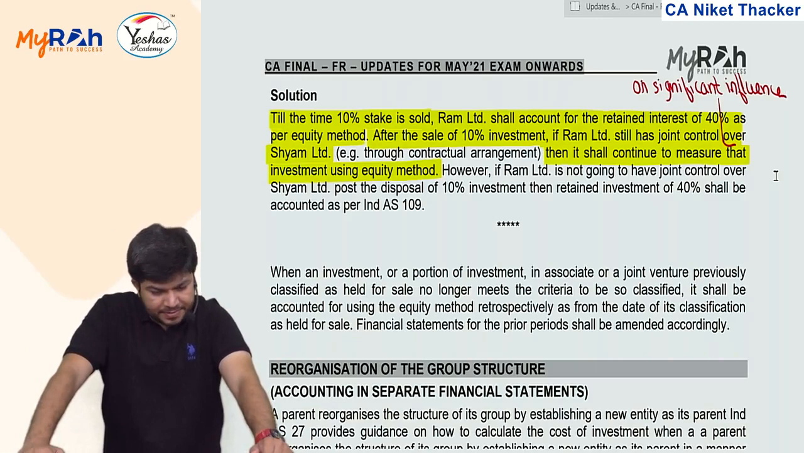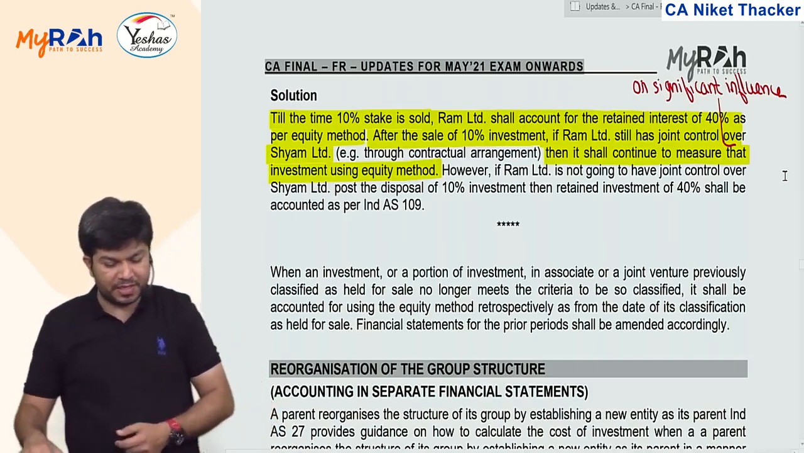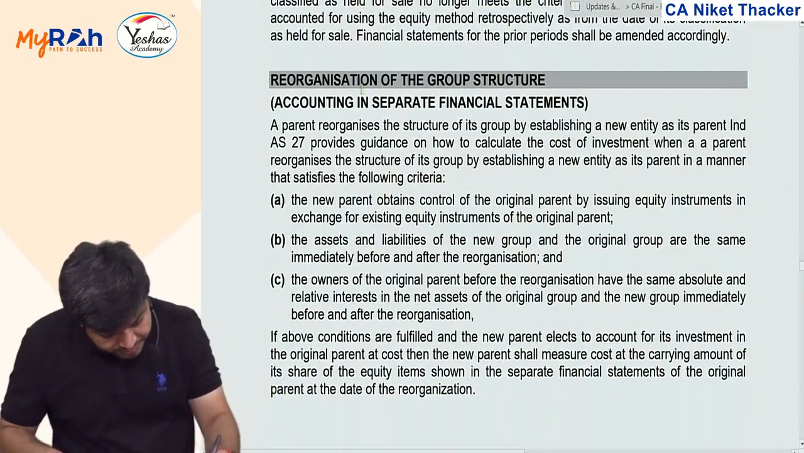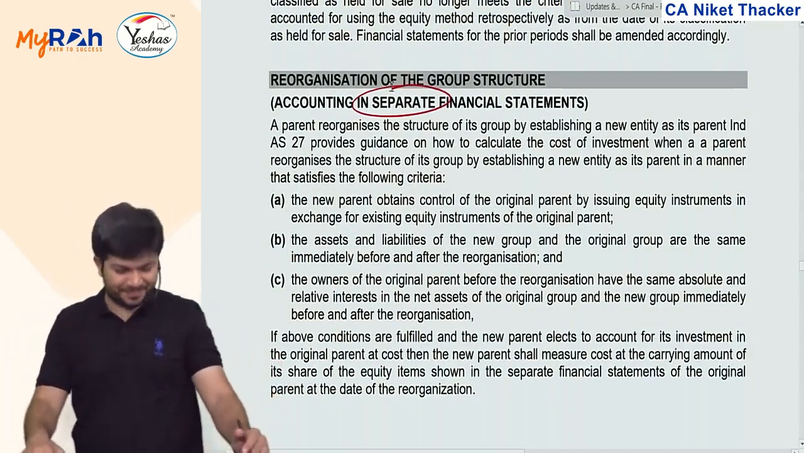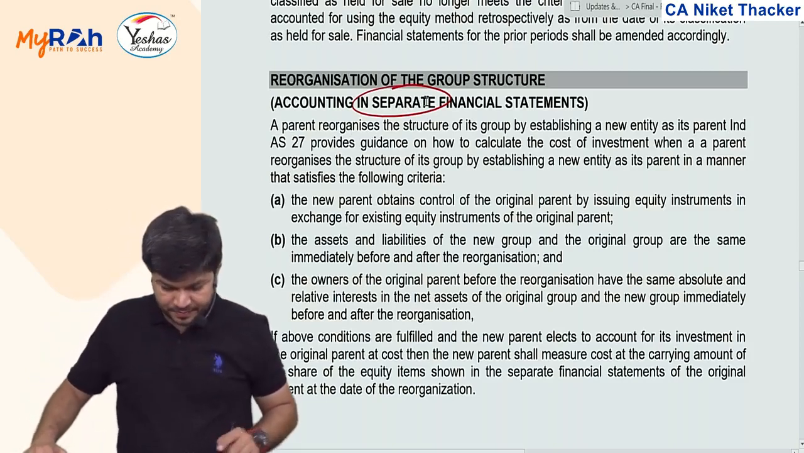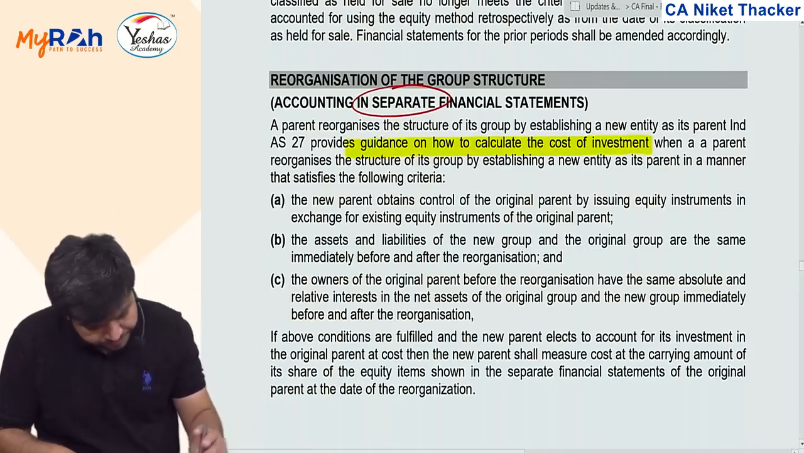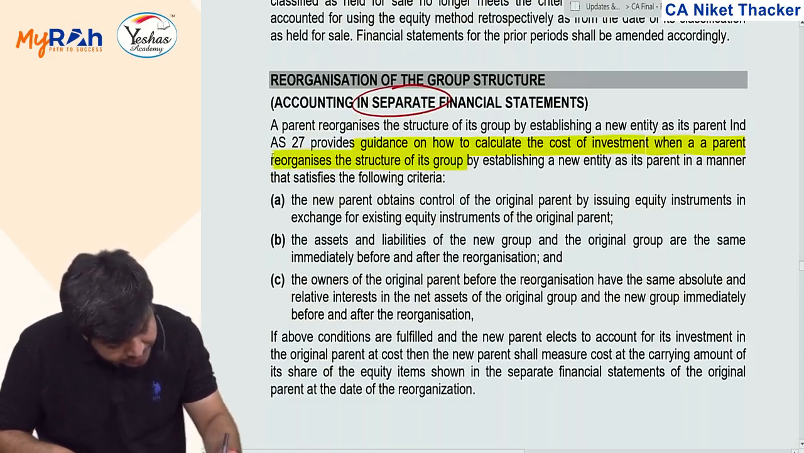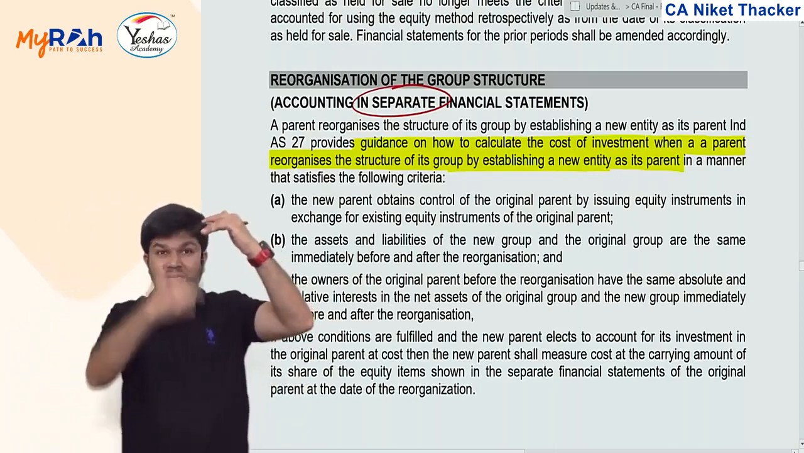Okay, next. This is reorganization of group structure, accounting in separate financial statements, not CFS. They give guidance on how to calculate the cost of investment when a parent reorganizes the structure of the group by establishing a new entity as parent. Okay, the parent brings a new entity in between.